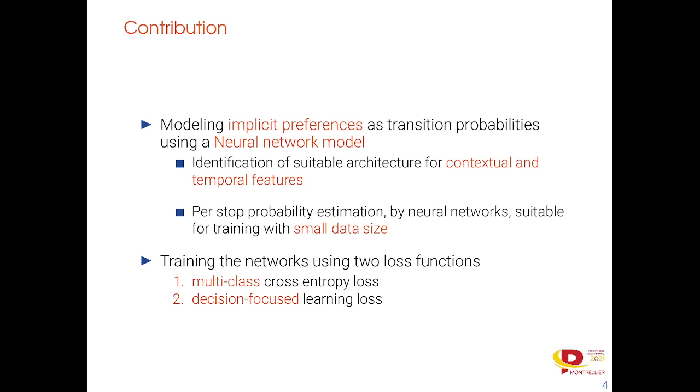Also in practice we encounter that the company has a very small training data set, so we have to experiment with different architectures and different features so that we come up with a model with as few parameters as possible, which will help us to minimize overfitting. We also study two types of loss function to train this model: the cross entropy loss, which doesn't consider the VRP problem while training. On the other hand, the decision focused learning loss considers the VRP problem while training.